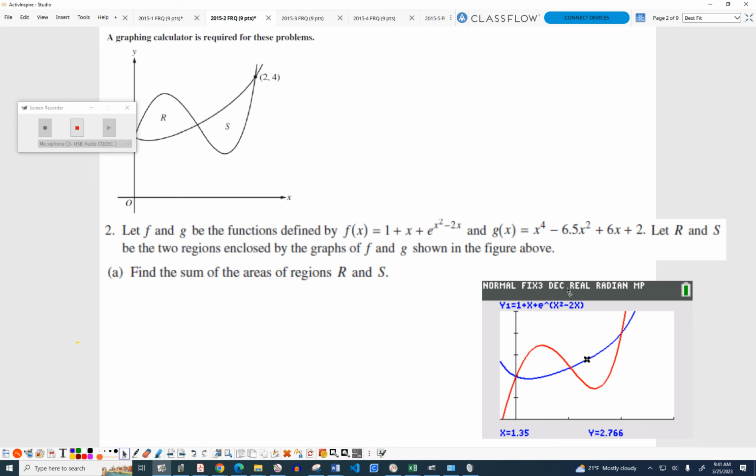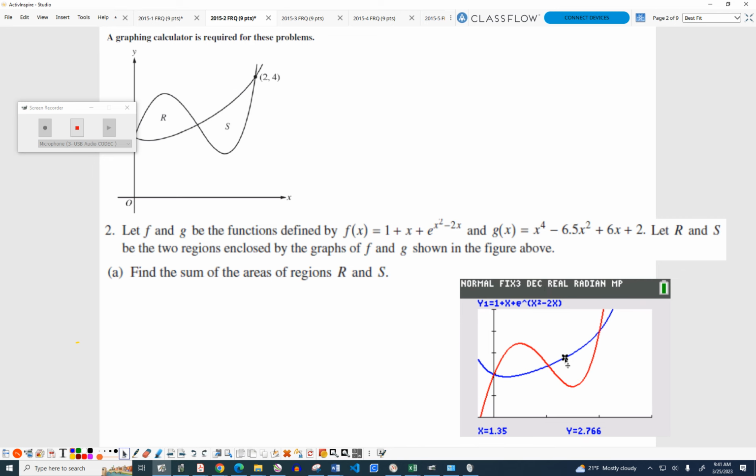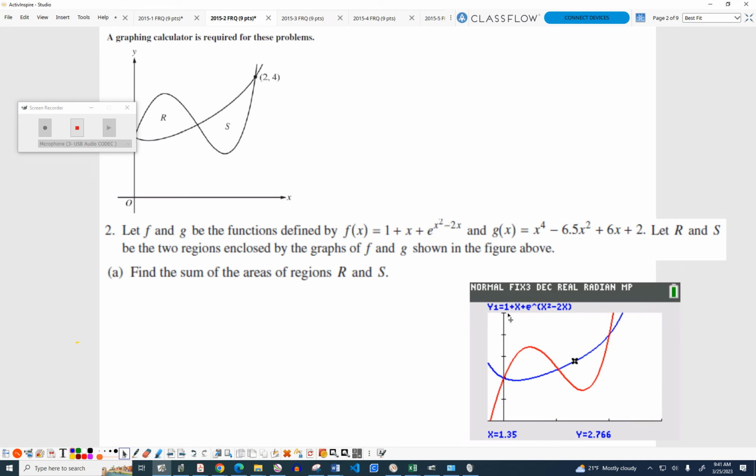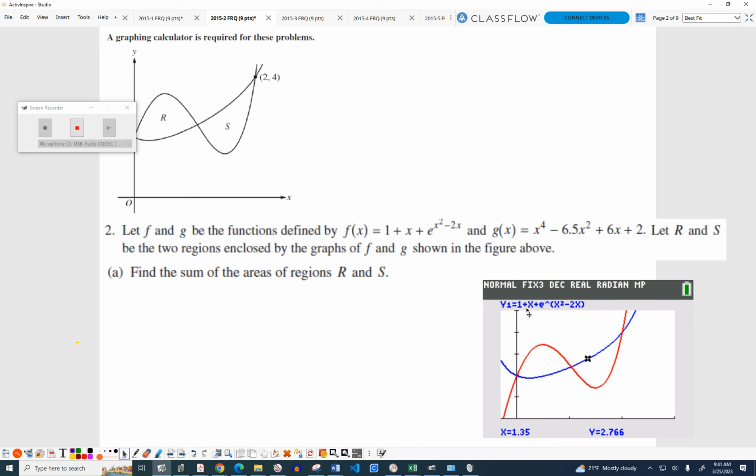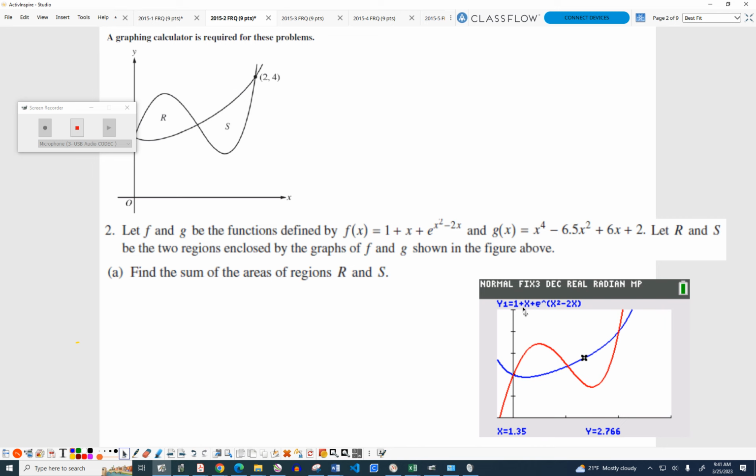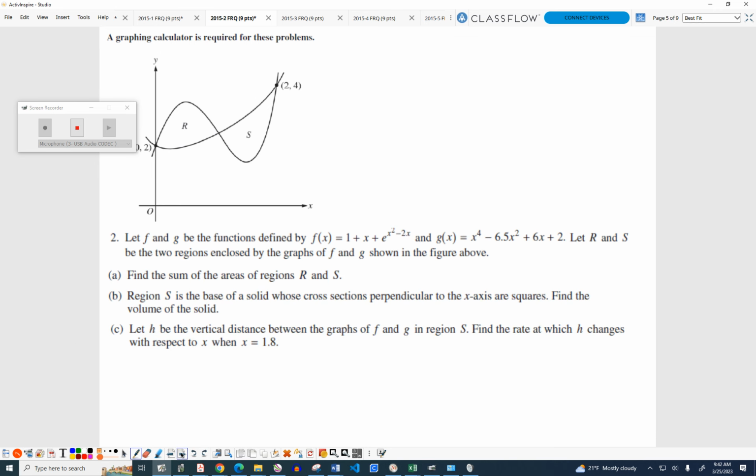So that one's pretty straightforward. We just need to find which formula is on top and which formula is on bottom. The calculator will tell us. So right here, the calculator is telling me that the blue formula is F. So the blue is F, and F is right here. Therefore, G is the other. Therefore, to find the area, I would set up integrals like these.